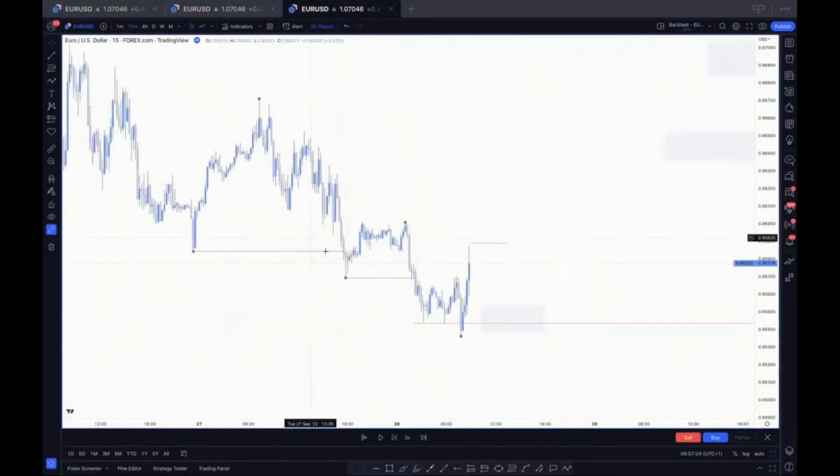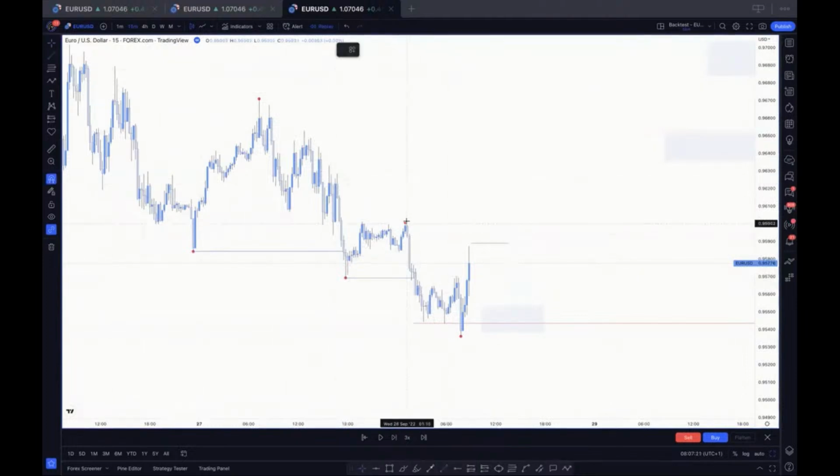Now, you can actually see that in building a multi-time frame analysis, we started on the 4-hour, understanding that the 4-hour was bearish, and then we dropped down to the 15 minutes, and now we're able to draw a structure on the 15 minutes, and we still see that the 15 minutes is still bearish, right?